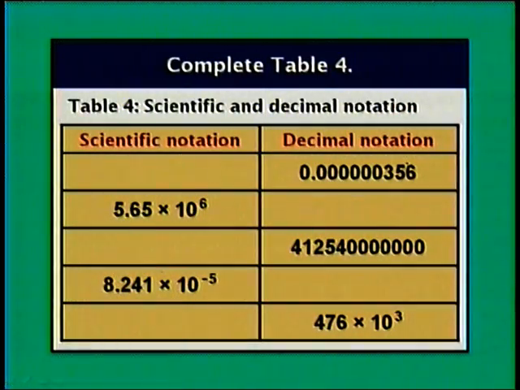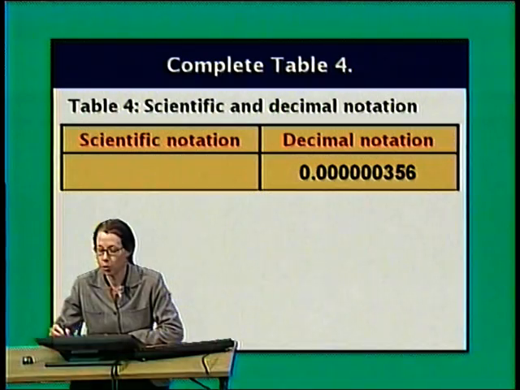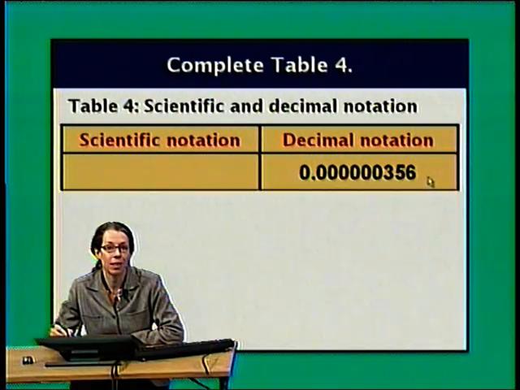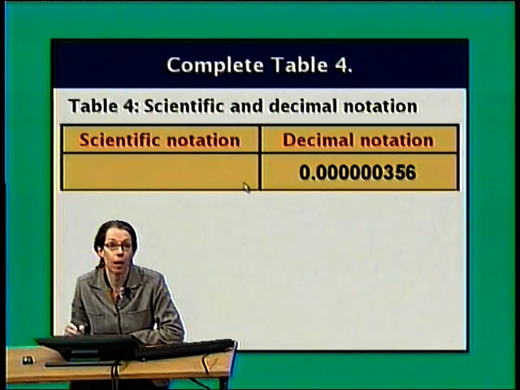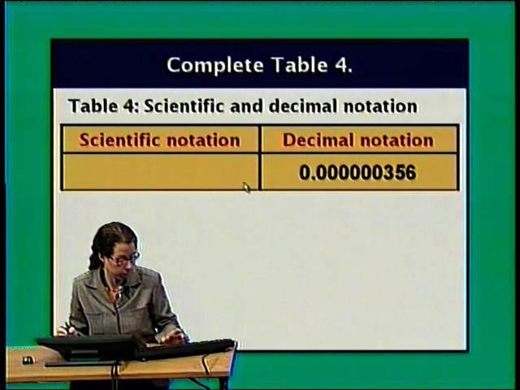So what I have here is a table, and we're going to be converting from scientific notation into decimal notation and vice versa. In order to give ourselves some room to work, I'm going to just look at this table one row at a time. So focusing on the first row, I'm being given a number in decimal notation. I want to write it in scientific notation.